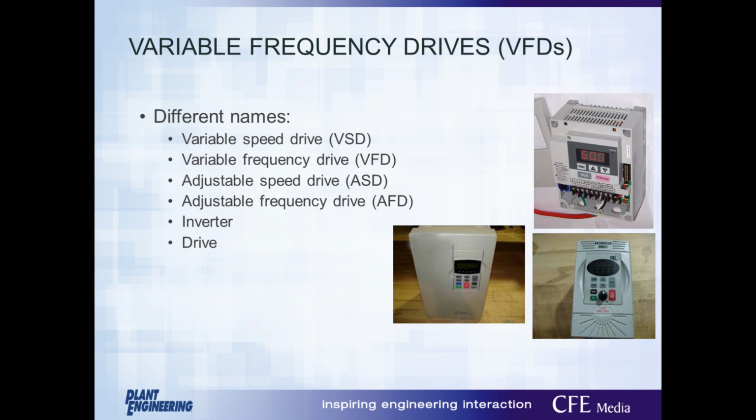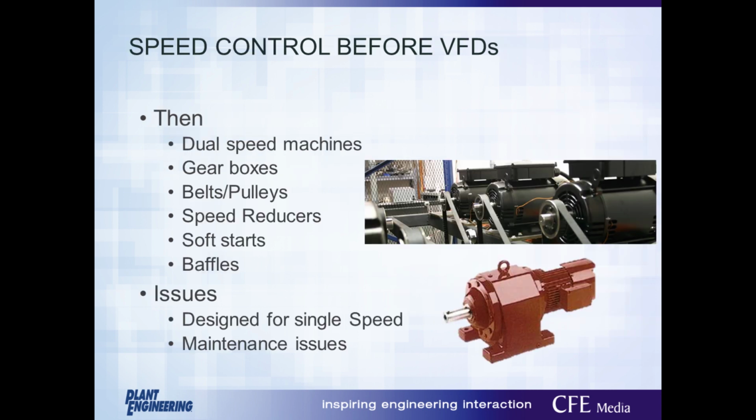So what is a VFD? A VFD is a device used to adjust the speed of an electric motor. Grid power can be connected to the input terminals of the VFD, and then the output terminals of the VFD will be connected to the motor. The VFD can be used as a medium to control motor speed and torque by varying the frequency and voltage seen at the motor terminals. We used to use some old speed control methods prior to VFDs, here listed: dual speed machines, gearboxes, pulleys, belts, soft starts, baffles.